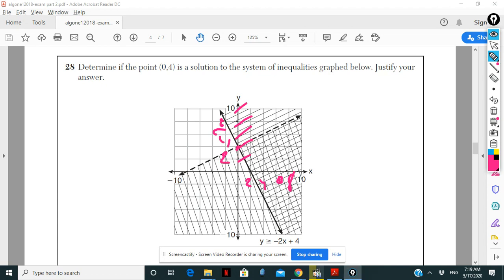So here is the point. Now I'm going to assign the point. Here is the point. Is it a part of the solution? No, because it's not a part of the dotted line. It's a part of the solution for the solid line, but it isn't part of the solution for the dotted line.